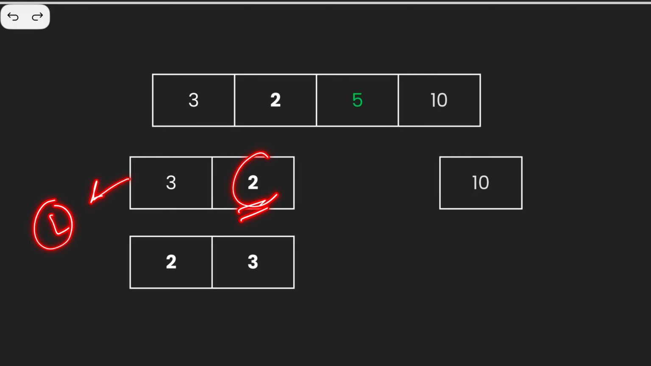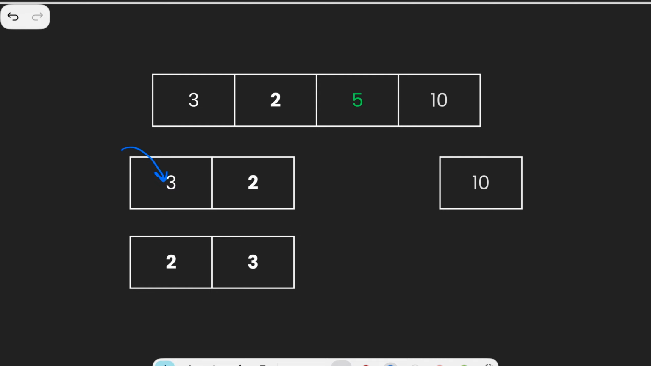Again 2 will be selected as a pivot element. What will happen? P1 will point to this initially and P2 will be pointing to this as well. Now the question is, is P2 less than 2?